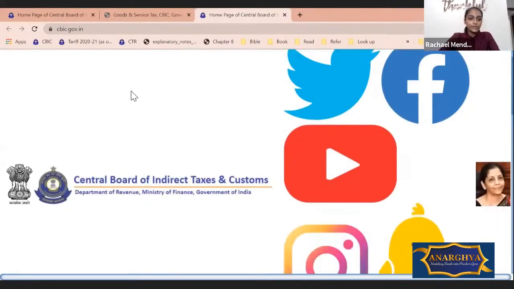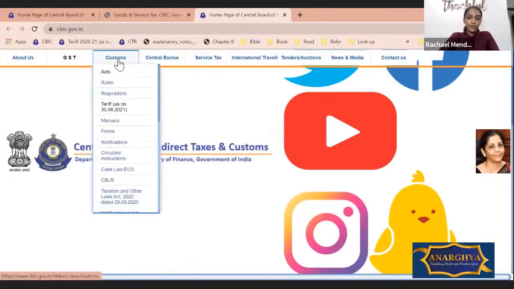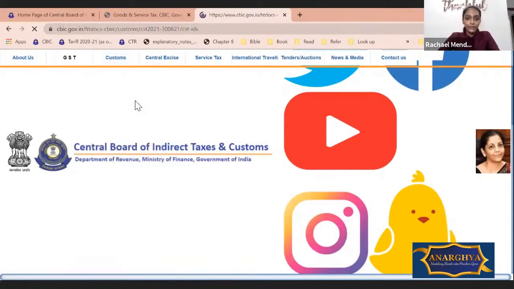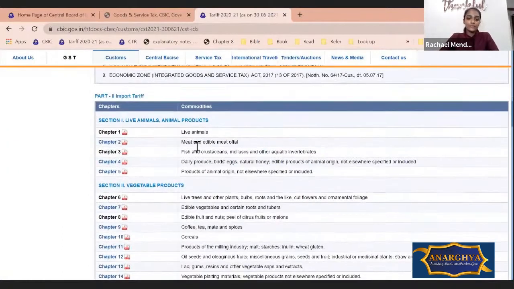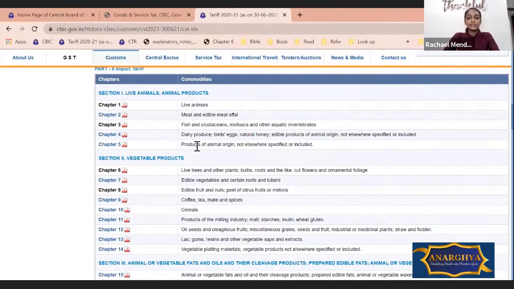Once you go to this website, you will see the customs tab over here. And under it, you have the tariff, which is updated as on 30th June 2021. So this is the entire schedule to the Customs Tariff Act, and you can refer to this in case of any doubts regarding classification of goods. You should not refer to this for the purpose of determining the rate of tax under GST.